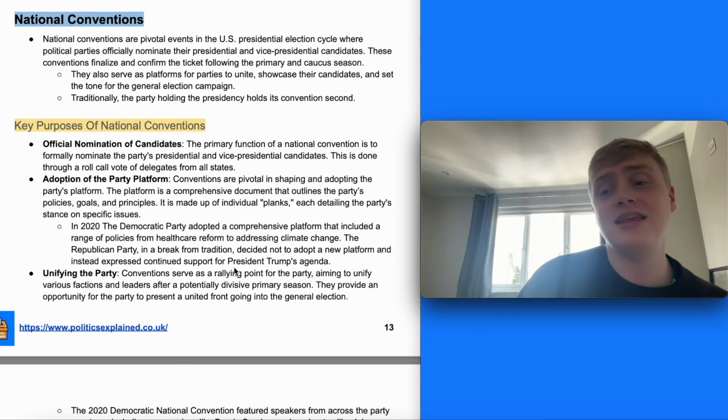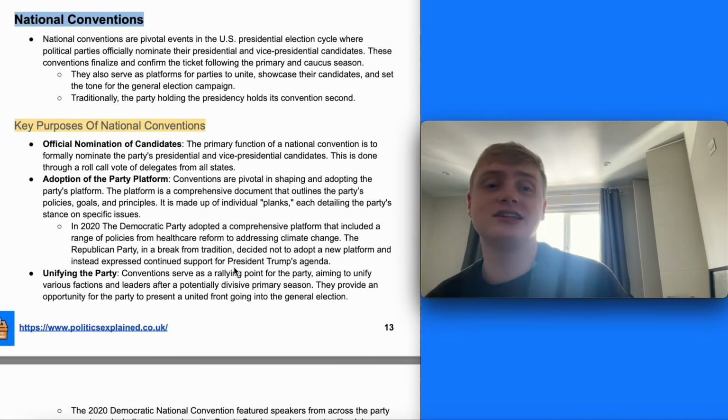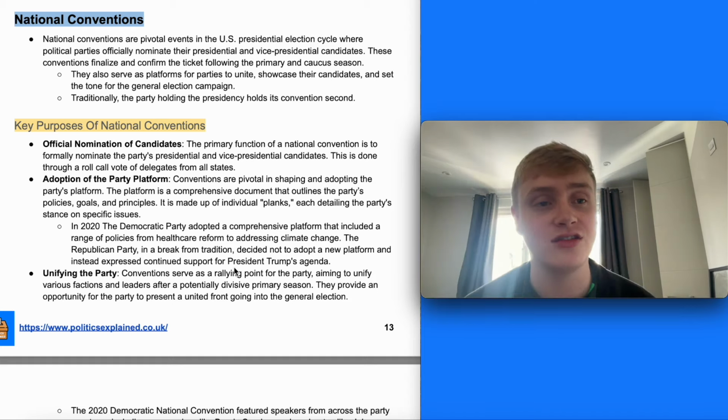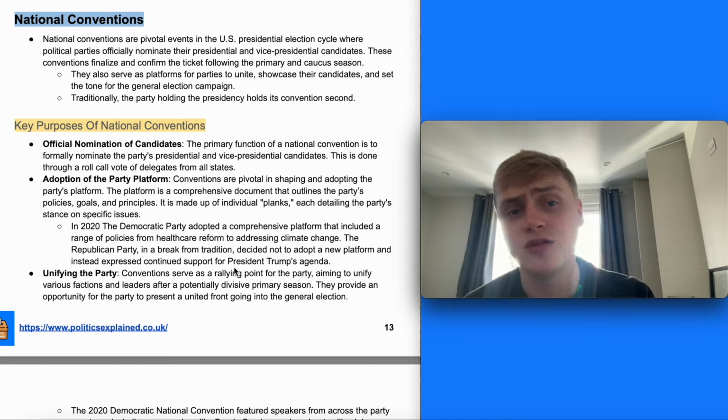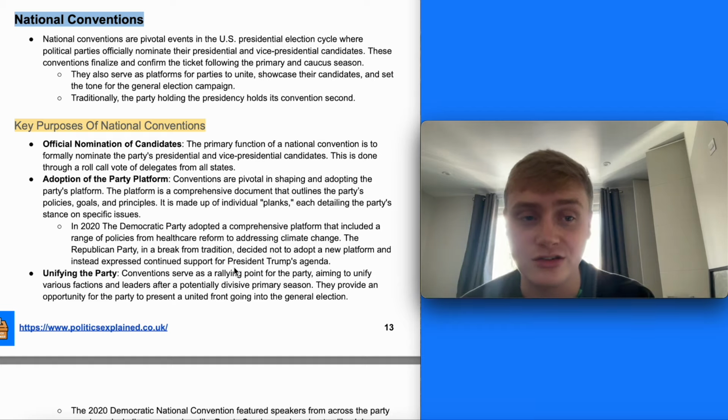So the next key thing to look at is the national conventions. They're pivotal events in the US presidential election cycle where political parties officially nominate their presidential and vice presidential candidates, and these finalise and confirm the ticket following the primary and caucus season. They serve as platforms for parties to unite, showcase their candidates, and set the tone for the general election campaign. Traditionally, the party holding the presidency holds its convention second.